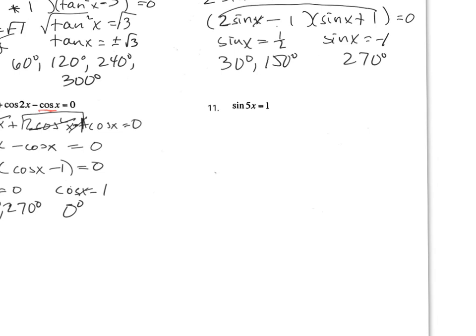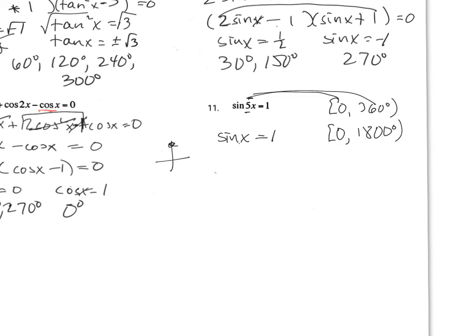When you have a number that's not a 2 in front of your x, like we have a 5, the first thing we do is we take our interval 0 to 360 and multiply the beginning and the end by 5. So we are 0 to 1800 degrees. It's a lot, it's 5 rotations. So now we're looking for the sine of what is equal to 1. Well, sine is positive 1 only right there. So it's once a rotation, so we're going to have 5 answers.